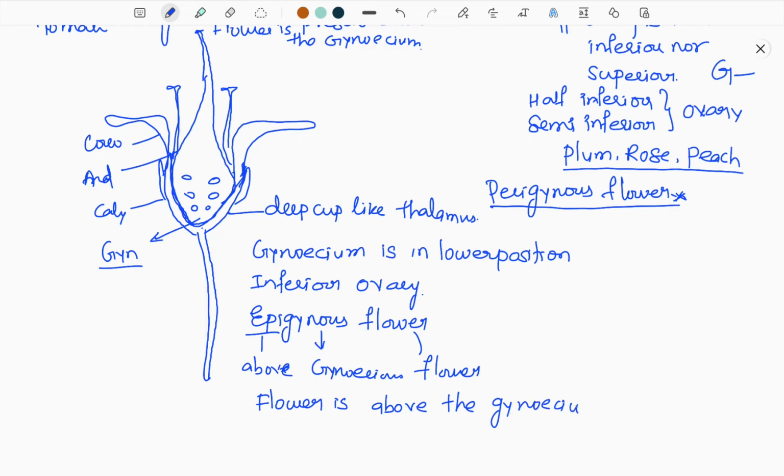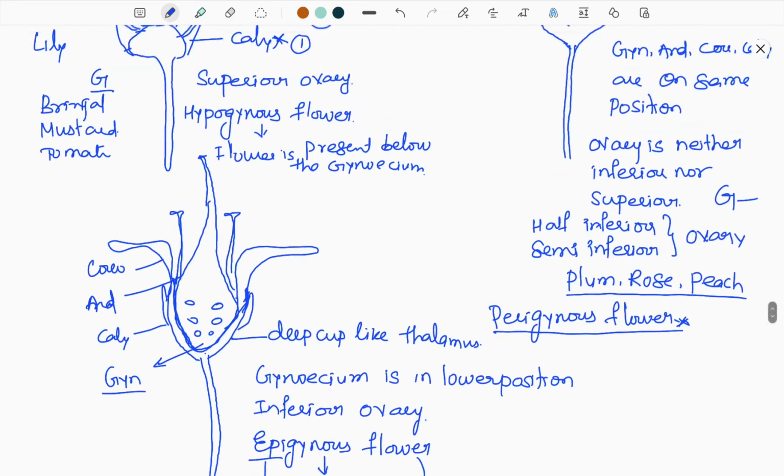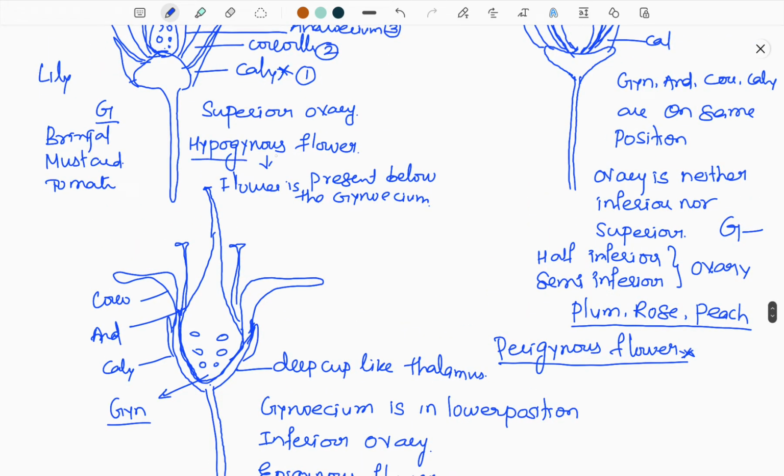We have explained epigynous, hypogynous and perigynous. Perigynous flower means the other floral parts, the calyx, corolla, androecium, are almost at the same height as the ovary. And hypogynous flower means the flower is present below the gynoecium. Hypo means below, gynous means gynoecium. Flower is present below the gynoecium. So that is hypogynous flower.